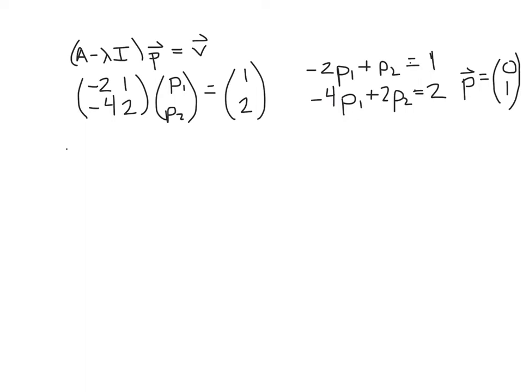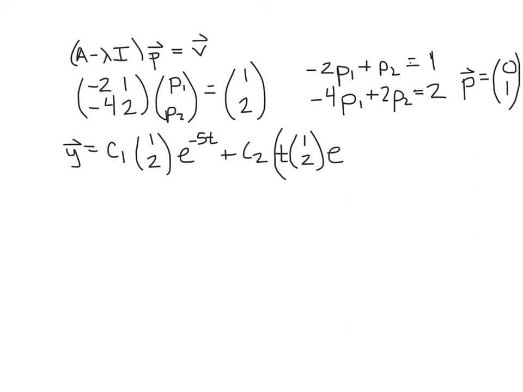So now I can put the entire solution together. So I've got C1 times the eigenvector times e to the eigenvalue times t, plus C2 times t times the eigenvector times e to the eigenvalue. And then we have this other vector times that e to the eigenvalue multiplied by t. All right, let's put in those initial conditions.